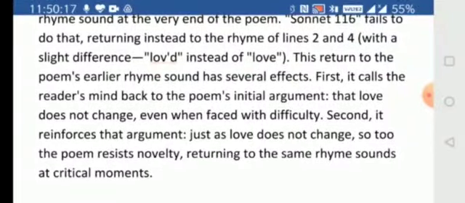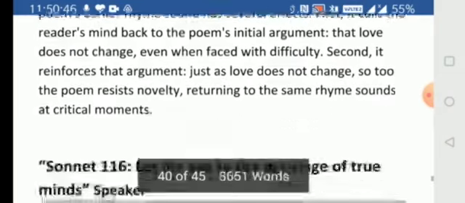This return to the poem's earlier rhyme sound has several effects. First, it calls the reader's mind back to the poem's initial argument that love does not change even when faced with difficulty. Second, it reinforces that argument. Just as love does not change, so too the poem resists novelty, returning to the same rhyme sounds at critical moments.